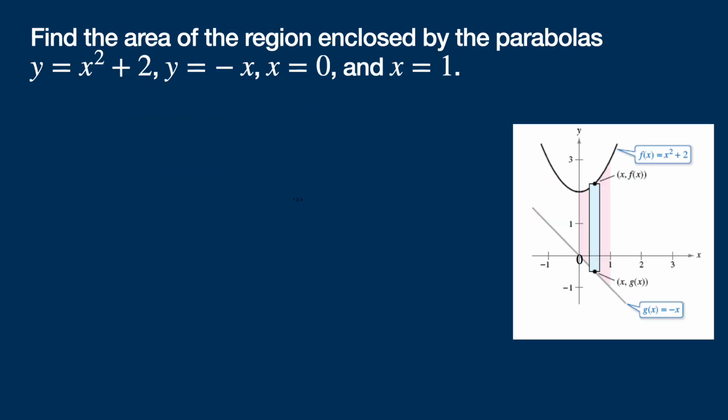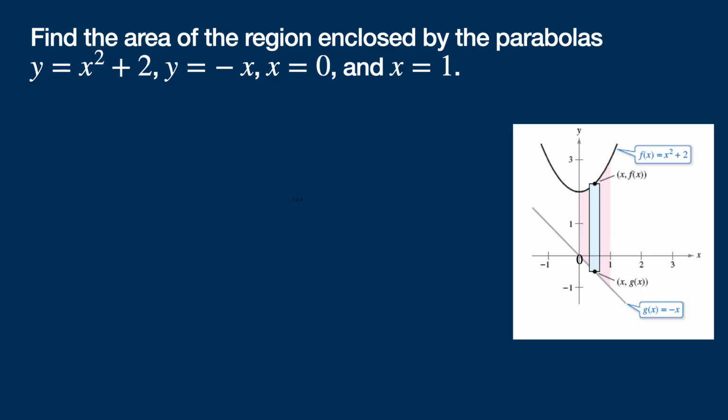Another example right there. We have to find the area in the red region. The top function is y equals x squared plus 2. The bottom function is y equals negative x. The lines are x equals 0 and x equals 1. Can you set up the integral for the area?